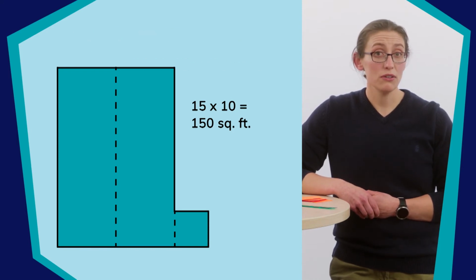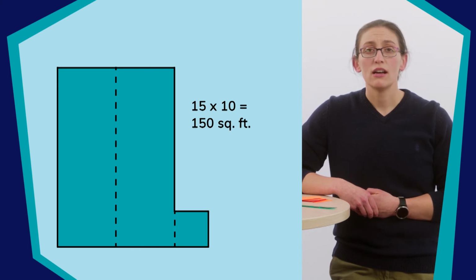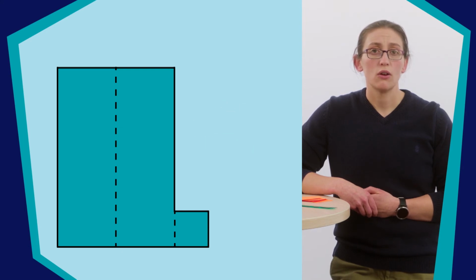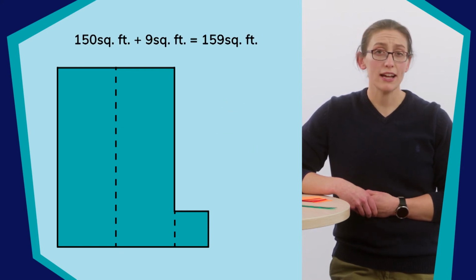The 3 foot by 3 foot area will stay consistent at 9 square feet. Let's add those together to get the total area of the dog park. 150 square feet plus 9 square feet to equal 159 square feet.